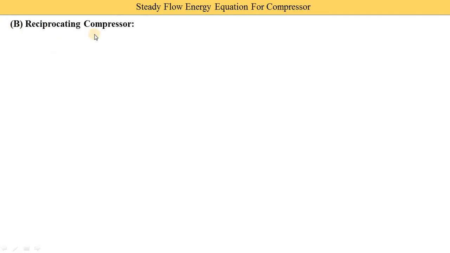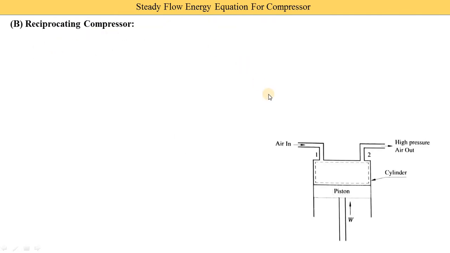Now the second type is the reciprocating compressor. In this diagram you see that the component inside the compressor has reciprocating motion, meaning we use a cylinder, inside the cylinder a piston, and the pistons reciprocate. That's why it is called a reciprocating compressor. Here the air inlet is section 1, and here the high pressure air outlet is section 2. The piston is connected with a connecting rod, crank, and the shaft of the crank is connected with the motor.